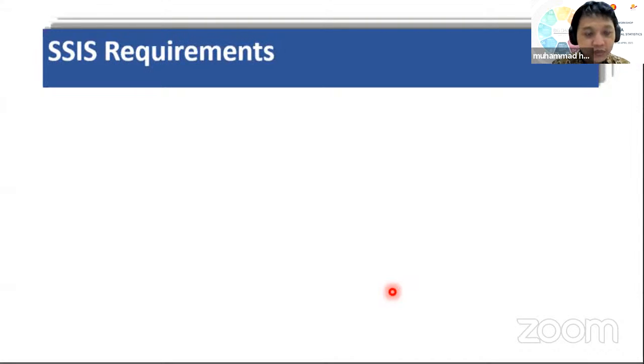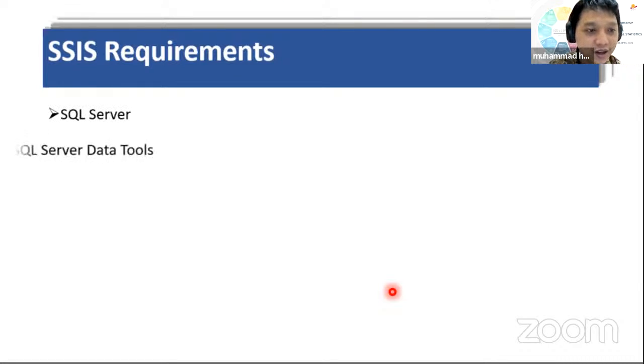And then after we know the three major components of SSIS, we must know the requirements of SSIS. The first one, of course, is SQL Server, and the second one is Visual Studio with Data Tools. In the previous session, we already checked that Visual Studio with Data Tools has been installed.